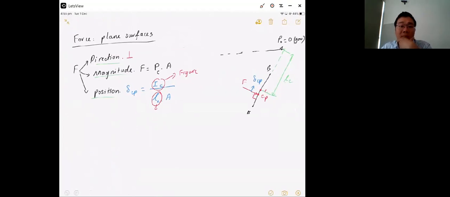Okay, direction is perpendicular to the surface AB. Magnitude of force will be equal to pressure times area. And position: force will apply at CP. CP is the center of pressure. And the distance between CP and the centroid of AB is delta CP, equal to IC divided by LC times area. Okay.